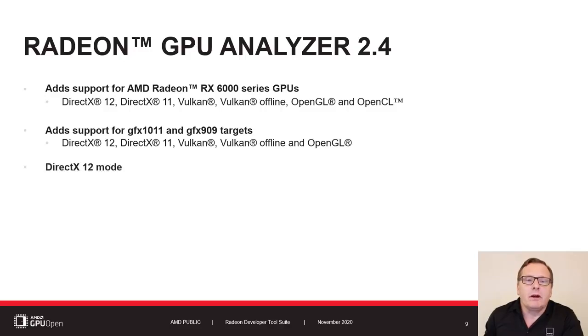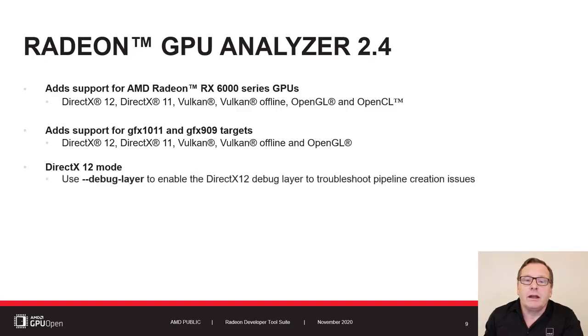RGA 2.4 has 2 new features for DX12 mode. The debug layer option enables the D3D12 debug layer for help in detecting issues that cause pipeline creation failures. With the ELF dis option, you can now disassemble the entire ELF container and save the contents to a text file.